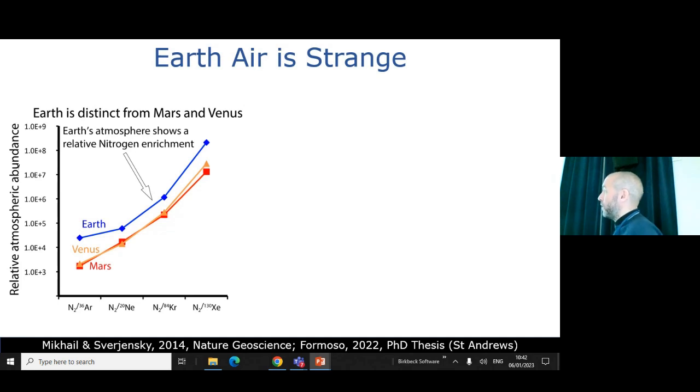But I looked at this plot and thought, why does Earth have a relative enrichment of nitrogen relative to noble gases, in spite of the fact that, say, Venus has an atmosphere of 92 bars and 6 times more nitrogen? So something on Earth is fractionating nitrogen from the noble gases.